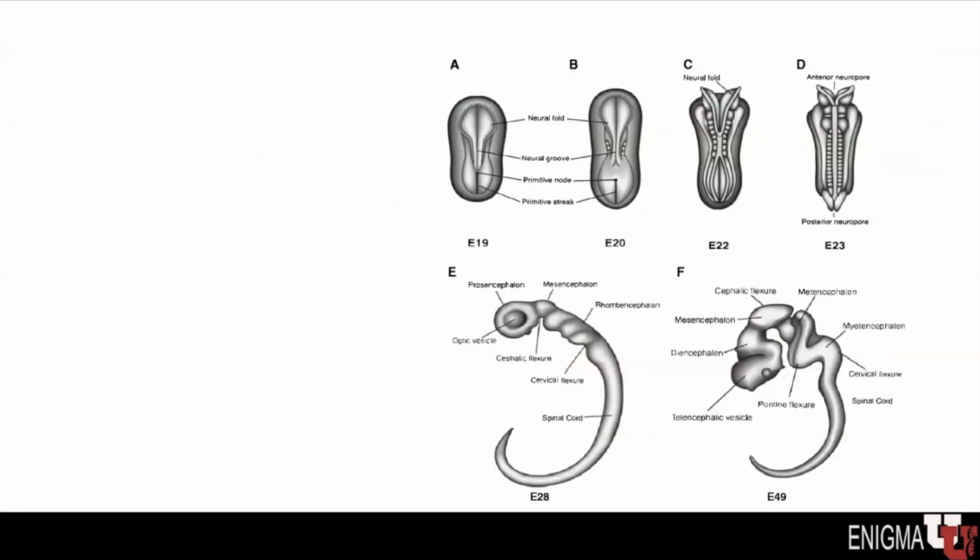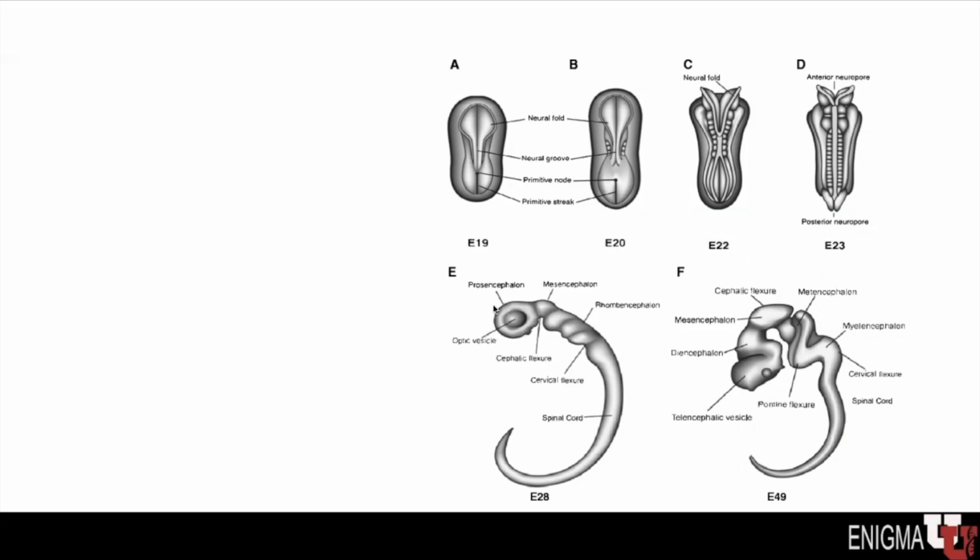This is, again, showing some of those stages of neural development. This represents embryonic day 19. And at this point, we again see that neural fold forming. And by E20, it's starting to close a little bit more. And then down here below, we see a side view of this developing brain.